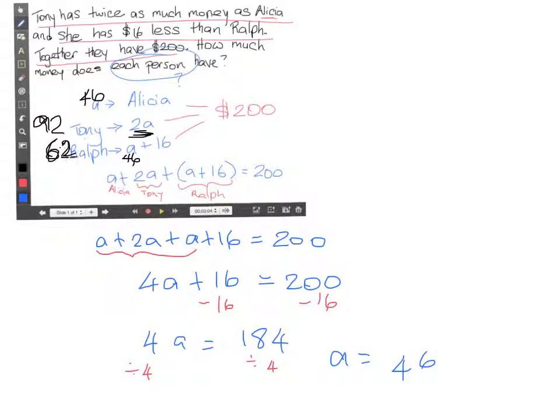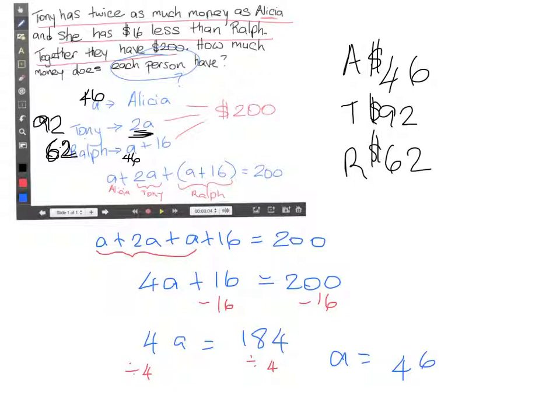Okay, so now we have to just make sure that the answers make sense when you put them with the question. So now according to this, Alicia does have $46, and Tony does have $92, and Ralph has $62. When you add up how much money they all have, you should get 200 altogether. And it is true that you do in fact get 200 altogether. And it is true that she, Alicia, has 16 less than Ralph, and Tony also has twice as much as Alicia. So this all looks great, and we're done.